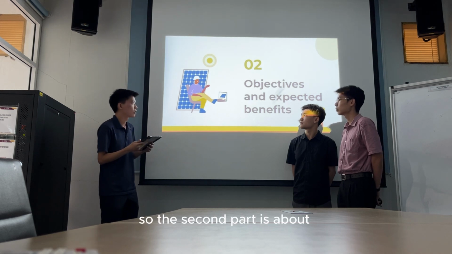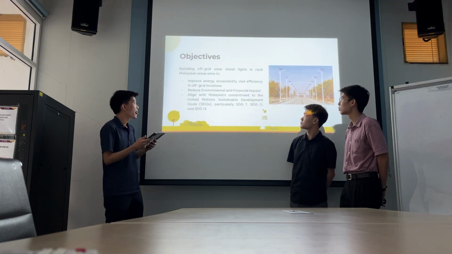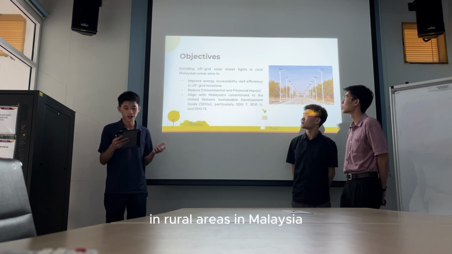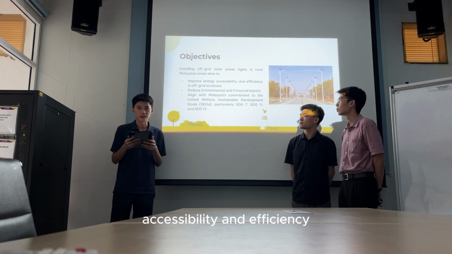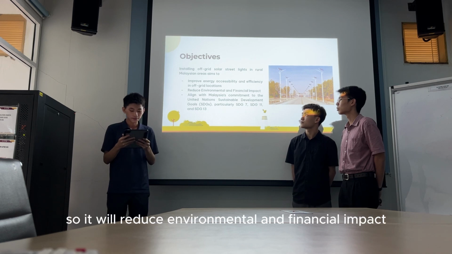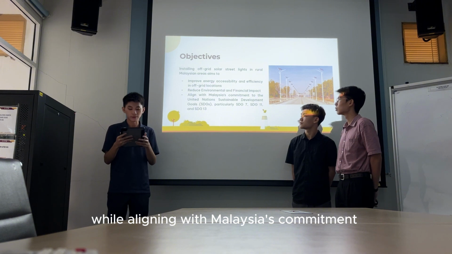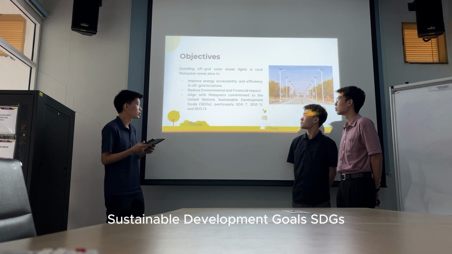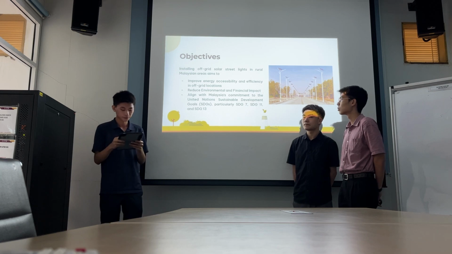So the second part is about the objectives and expected benefits of our project. So the objective of our project is mainly to install off-grid solar streetlights in rural areas in Malaysia. This project aims to improve energy accessibility and efficiency in off-grid locations such as rural areas, as we mentioned. So it will reduce environmental and financial impact while aligning with Malaysia's commitment to the United Nations Sustainable Development Goals (SDGs), particularly the SDG 7, SDG 11, and SDG 13.